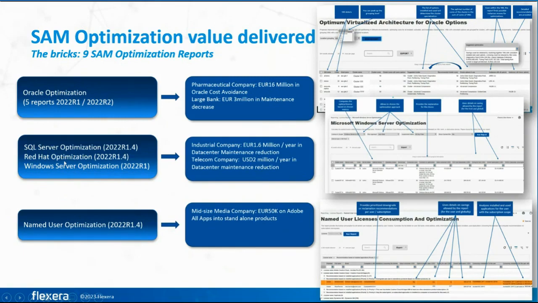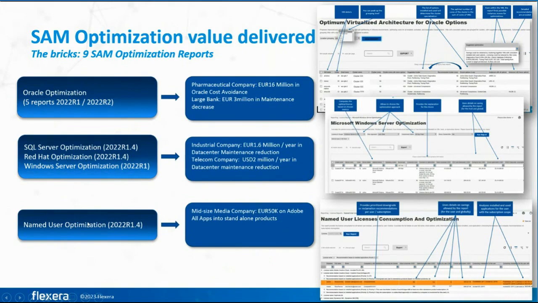And there are the same topics: SQL Server optimization, Red Hat optimization, and Windows Server, which got released in the last 2 years, I would say. There are stories about a large industrial company which saved 1.6 million euro a year in data center maintenance just by no longer licensing all the ESX servers with Data Center edition. A telecom company had a similar reduction every year. So this was a big story about how you can save money on Windows Server by using the 90-day peaks of the VMs, which allows you to use the Standard edition, even with the constraint of the mobility rule.